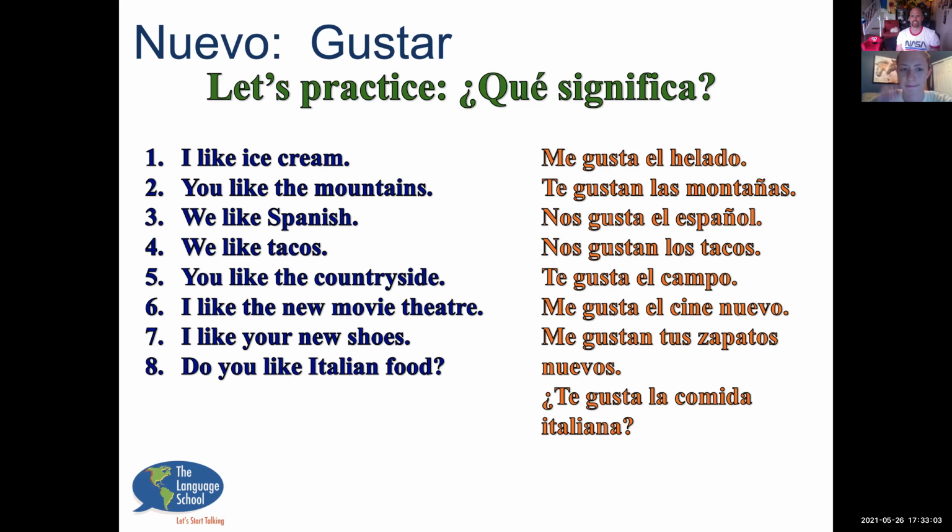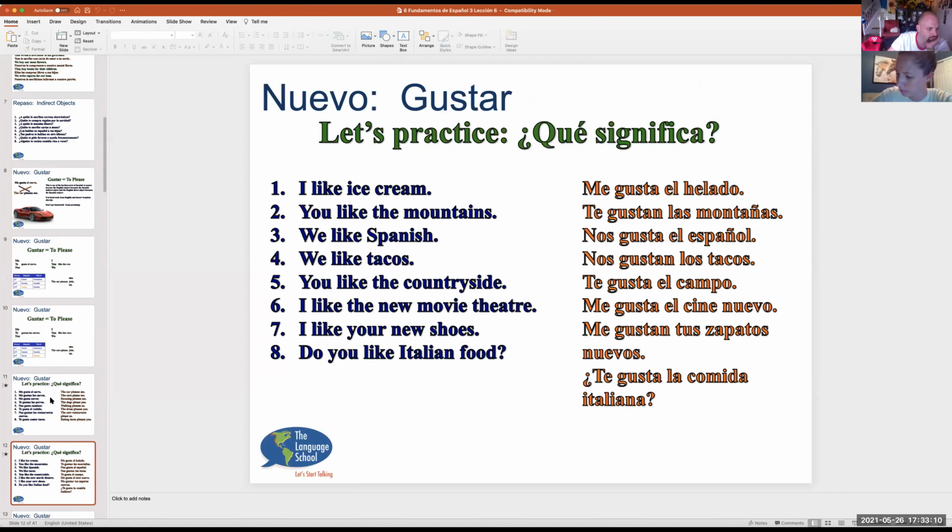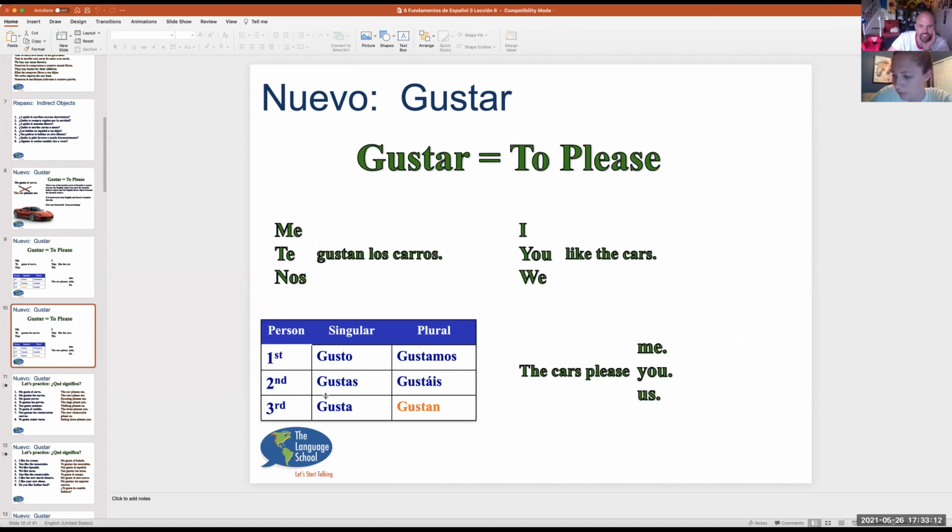We'll probably hit it in the next lesson then. I'm pretty sure it's in one of these lessons. But if I were to go back, can you see this? Sí. Right, so gusto and gustas. There are places where you would say it, right?